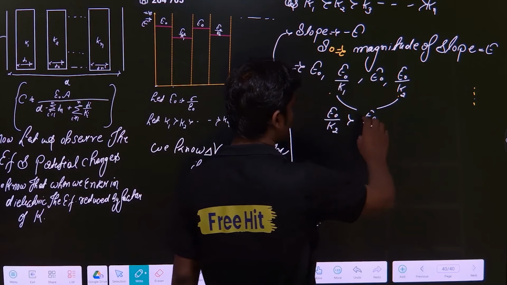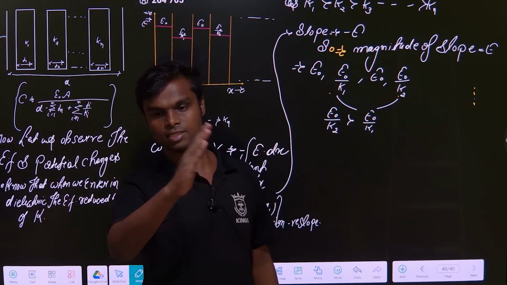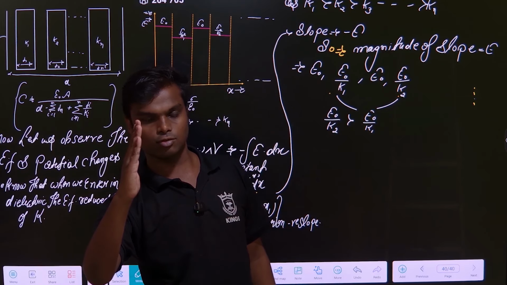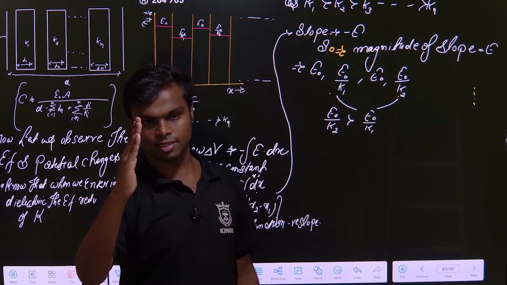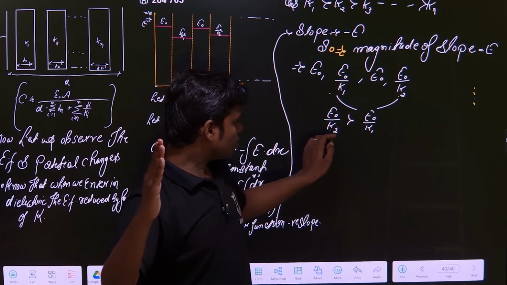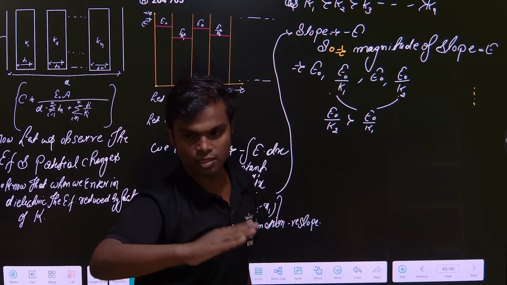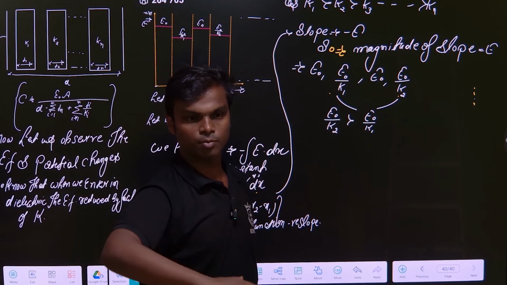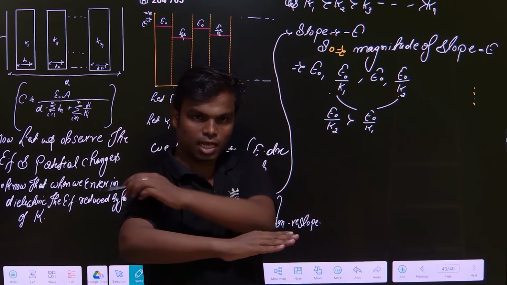See, if this slope is less, that means it will be straight like this. But in this case, the slope is more, so it will fall very fast. The slope will be more like this. The angle will be more. Are you getting my point?